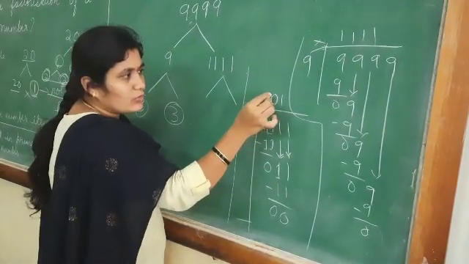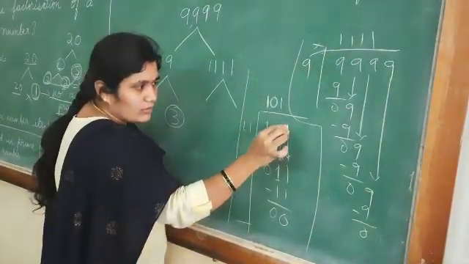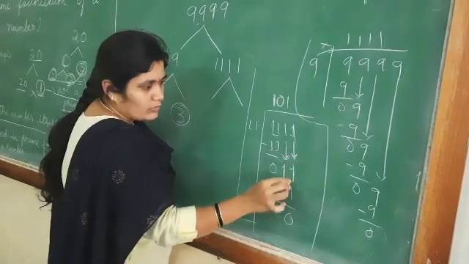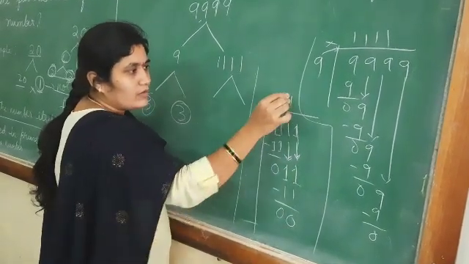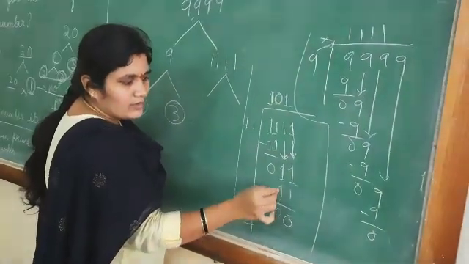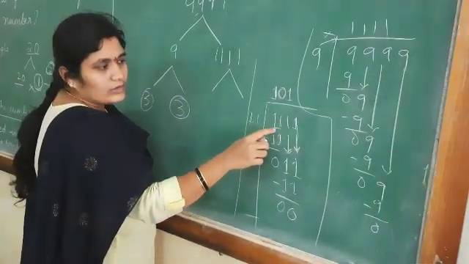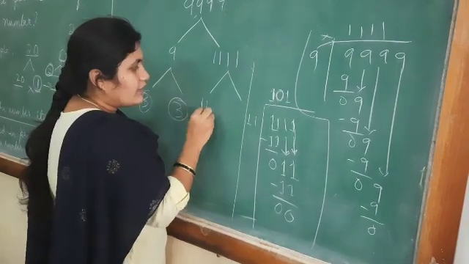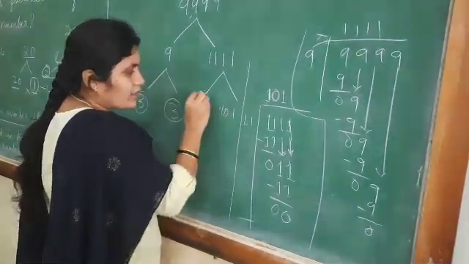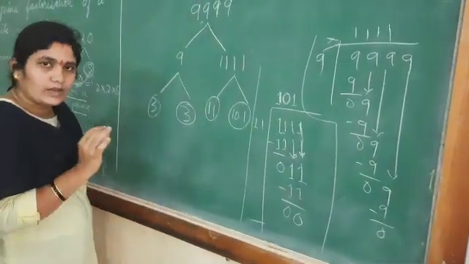Put 0 in the quotient. Take one more number down. One more 11. Now 11 ones are 11. 11 minus 11 is 0. So the factors of 1111 are 11 into 101. 11 into 101, both are prime.